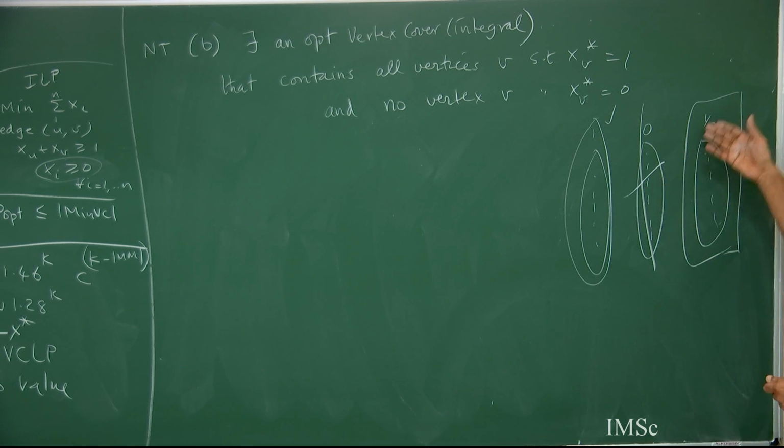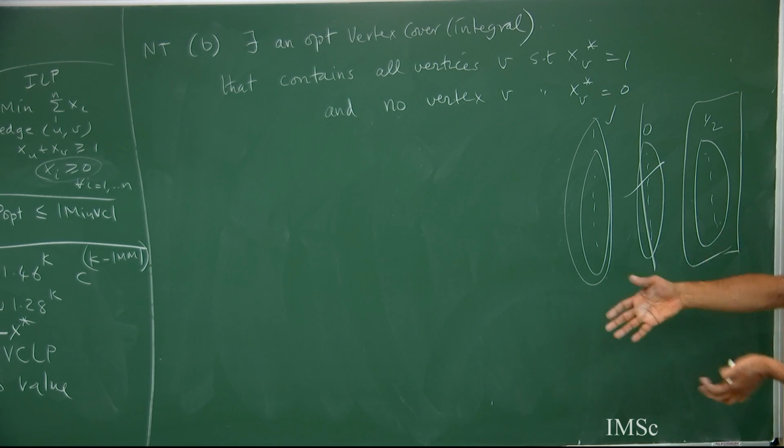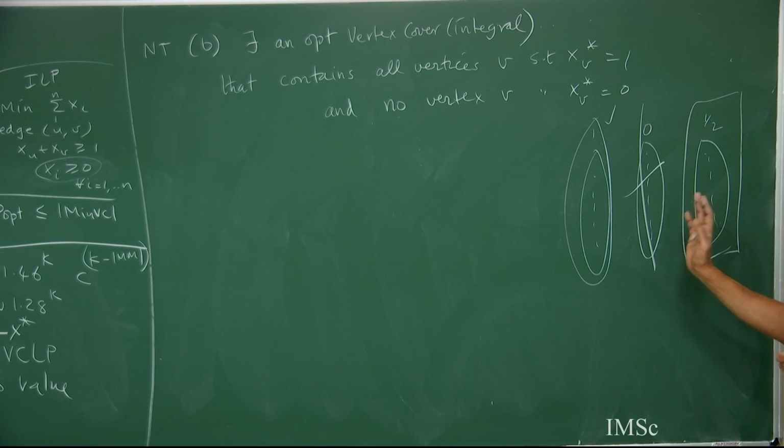This LP gave all of these vertices half, but it may not be the only optimum solution. All halves may not be the only optimum solution. There may be another optimum solution where some are zeros and some are ones and some are halves. If I manage to get more zeros and ones, that gives me an opportunity to reduce the graph even further.